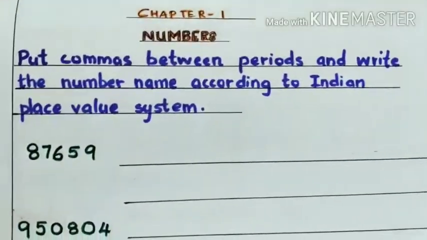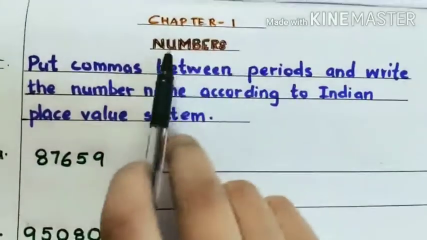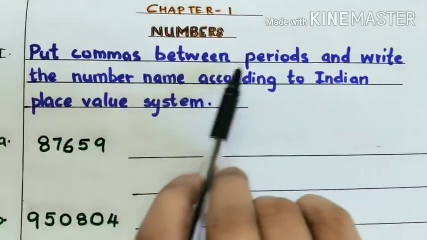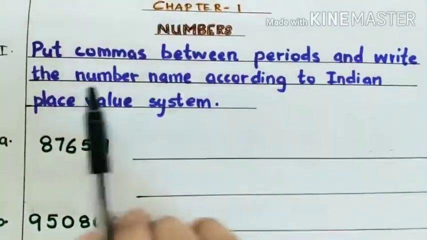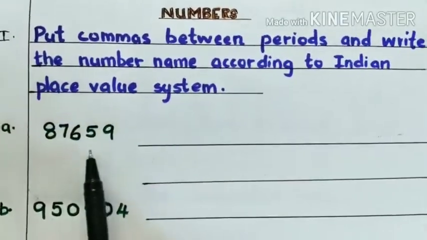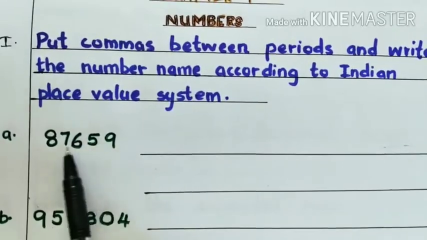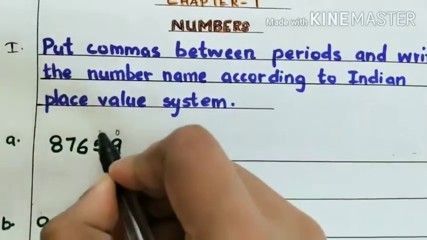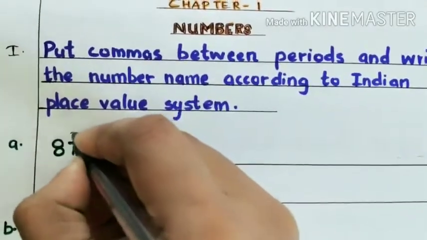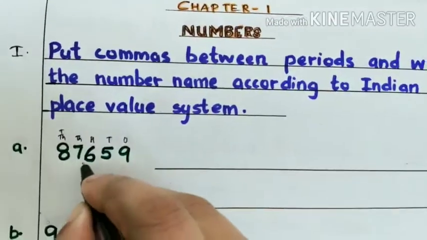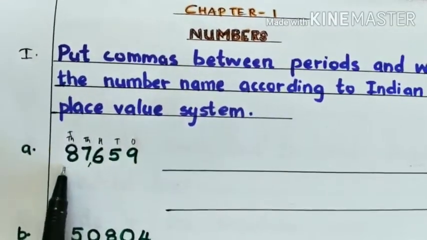Let's start revision, children. Chapter 1, Numbers. First question, put commas between periods and write the number name according to the Indian place value system. First number, we have to write the number name. First we'll write the places: ones, tens, hundreds, thousands, 10,000s. Now put the commas: ones, tens, hundreds. Now read the number.